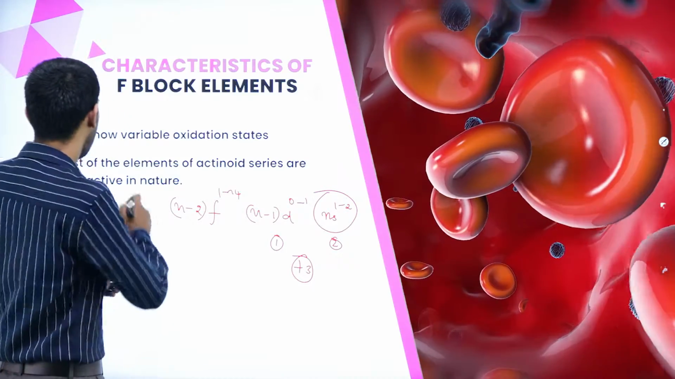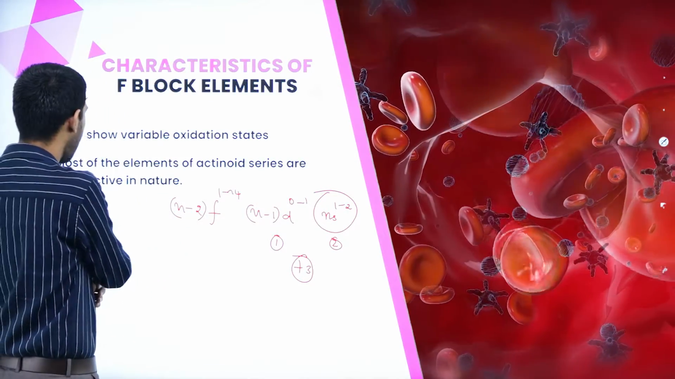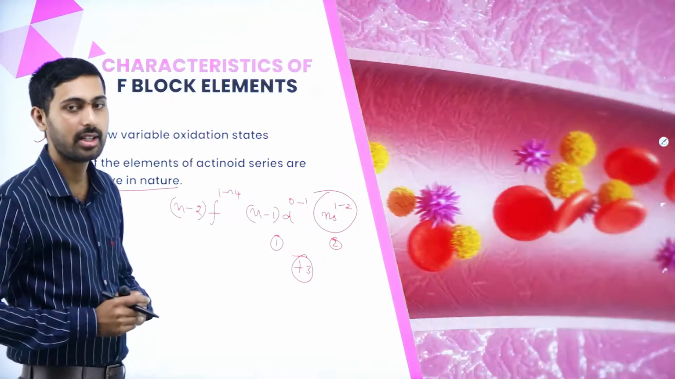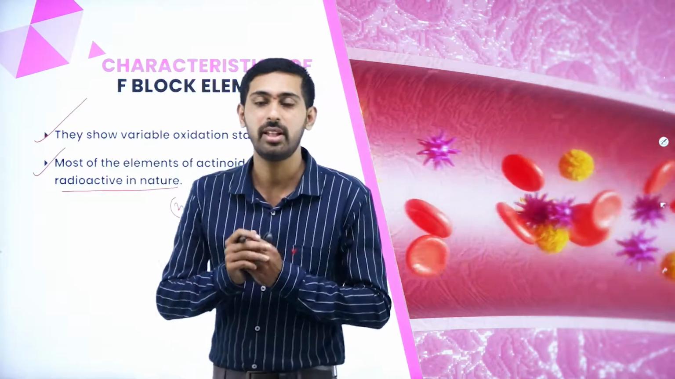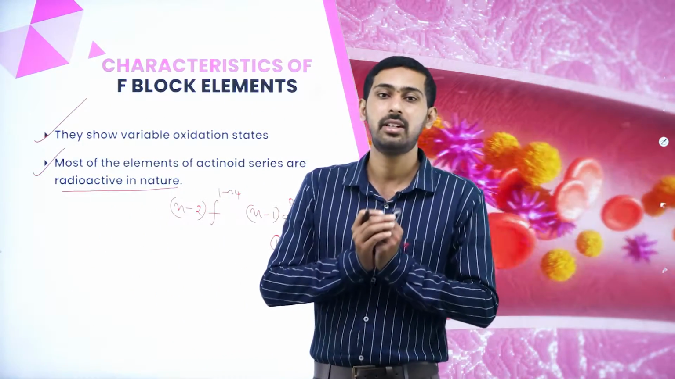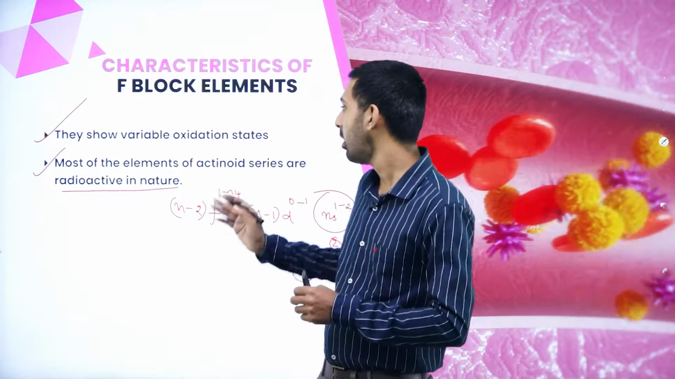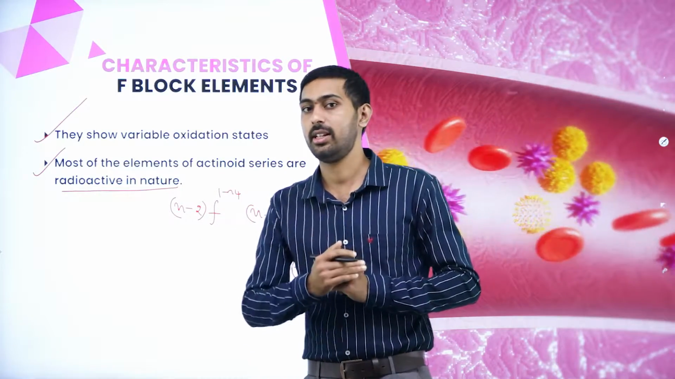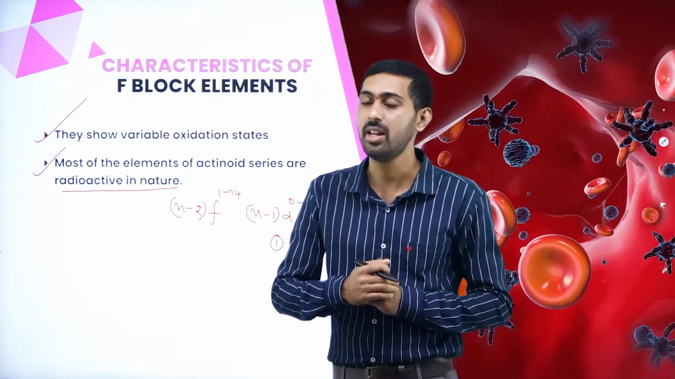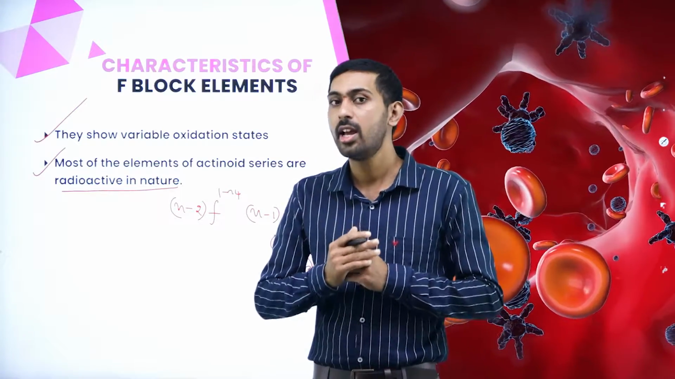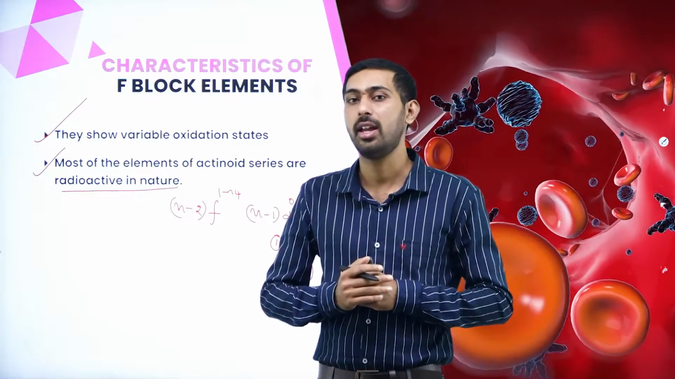Most of the elements of the actinide series are radioactive in nature. F block elements are called inner transition elements, but most of the actinoid series elements, from atomic number 89 to 103, are also called radioactive elements.